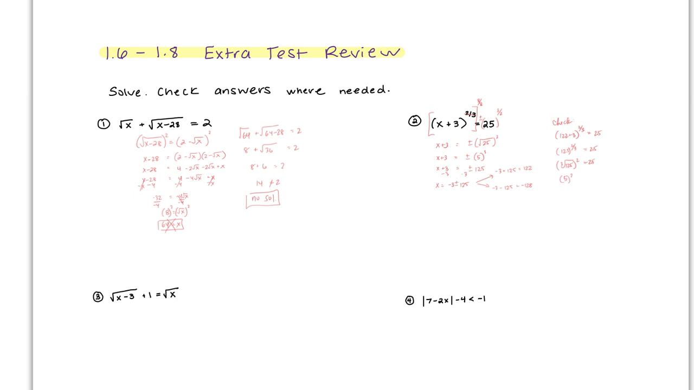Cube root is 5, so 5 squared is 25. 25 equals 25, and it works. And now I'm going to do the same thing with negative 125. So again, negative 125 to the 2/3 power is 25. Again, the cube root of negative 125 squared is 25. Negative 5 squared is 25. And 25 is 25. And so when we check it, they both work, and so both of these solutions are valid.